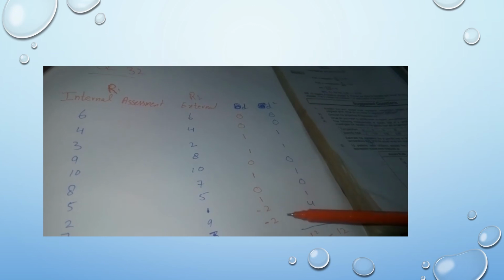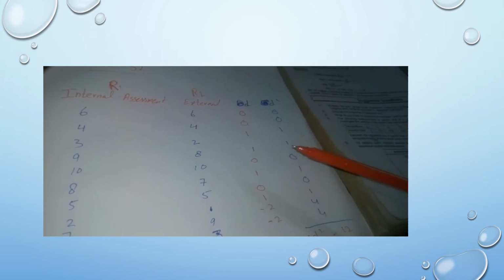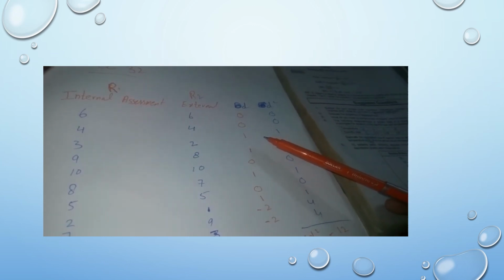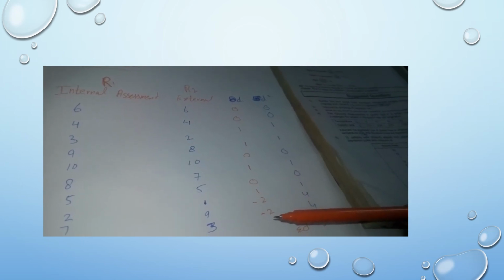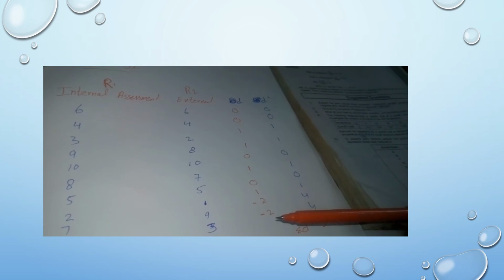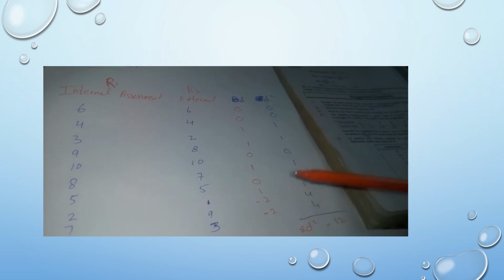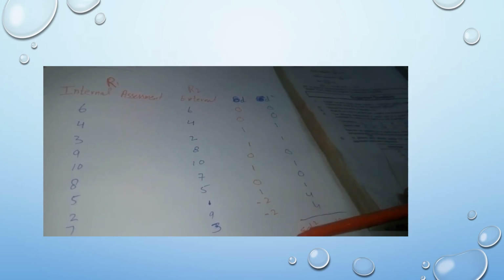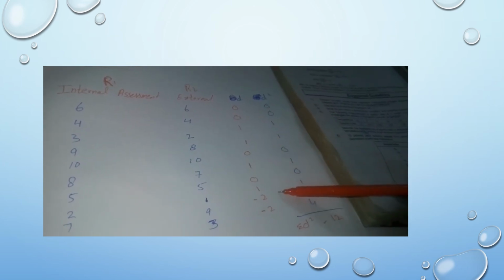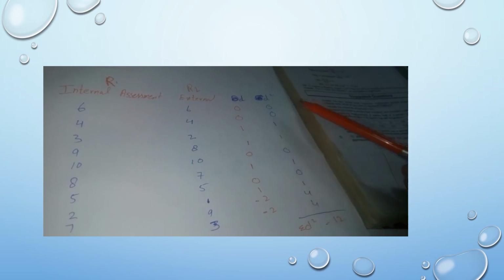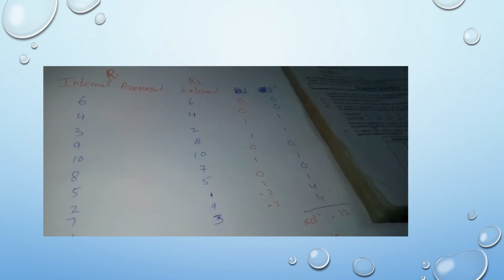This is question number 32. R1 is an internal assessment, R2 is an external assessment. To calculate D, how do we calculate D? 6 minus 6, 4 minus 4, 3 minus 2, 9 minus 8, 10 minus 10. So this is D, and D square is simply 0 square, 0 square, 1 square, 1 square and 2 square. The sum of the D square is 12.